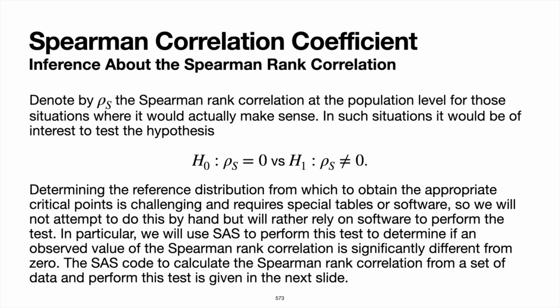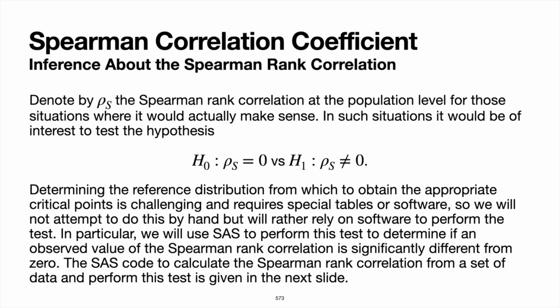And so the null hypothesis would be that the two variables are not related with respect to this Spearman correlation, versus the alternative hypothesis that the Spearman correlation is non-zero, and therefore that the variables are related in some sense. Now, determining the reference distribution to use for this kind of test, and from which we would obtain the appropriate critical points, is very challenging. It requires special tables or software to implement.